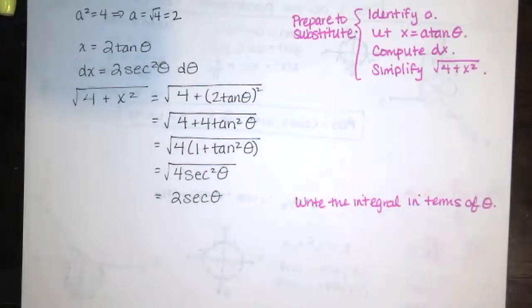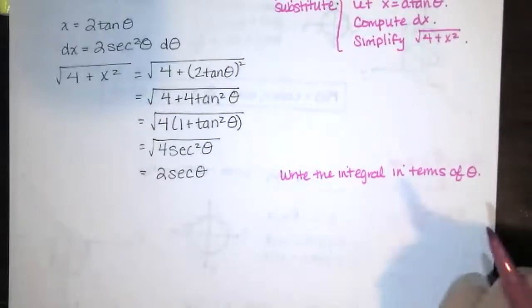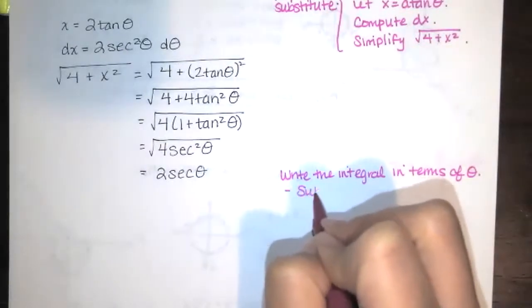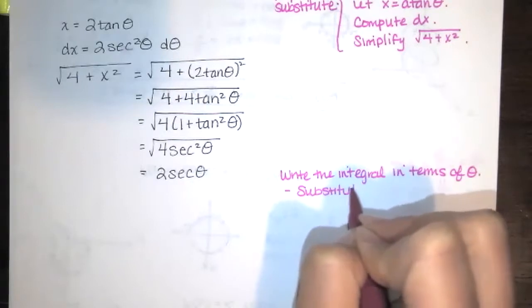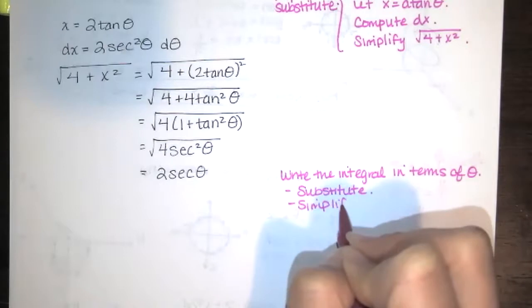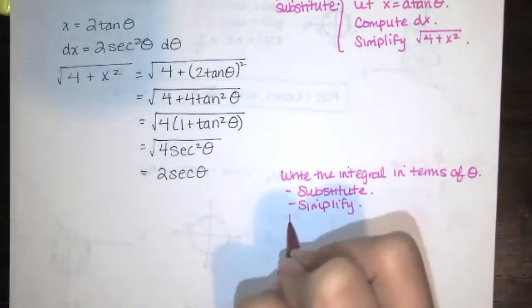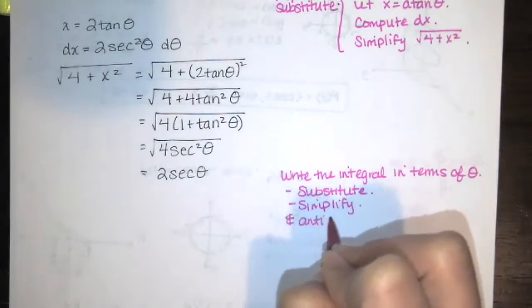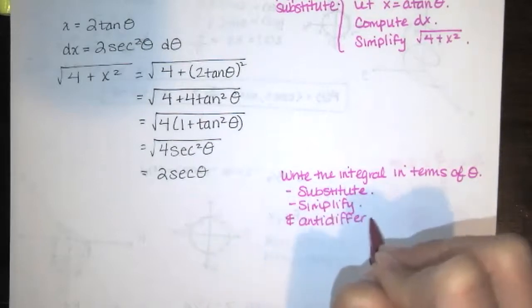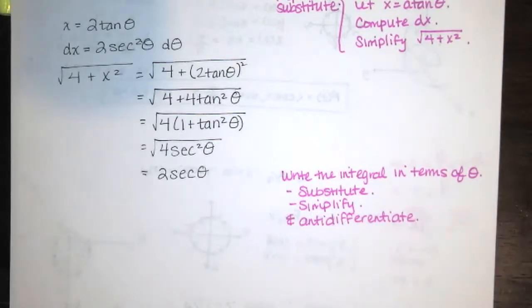And the whole point of that is to be able to anti-differentiate it. So we're going to write the integral in terms of theta by substituting appropriately, simplifying, and then we also want to anti-differentiate. Because we can't anti-differentiate this guy in its current form, the whole point of trig substitution is to make it possible for us to anti-differentiate the function.